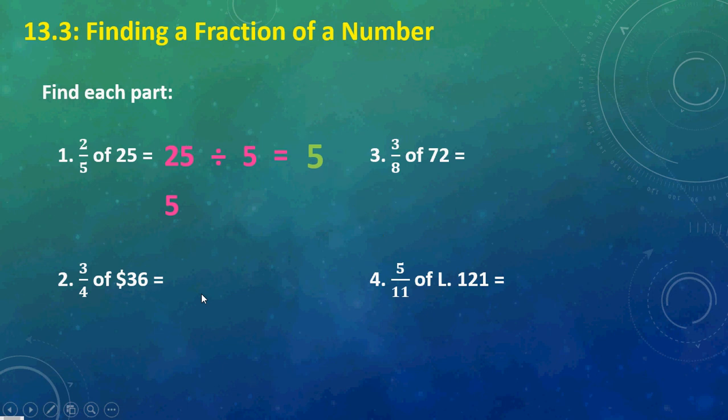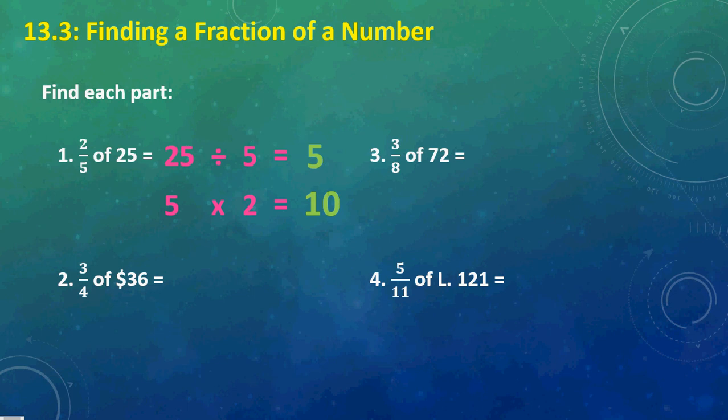And then I'm going to multiply that 5 times the denominator. Remember, the denominator is the number that is in the bottom of the fraction. Okay? And I resolve that exercise. 5 times 2, it's 10. And that's my answer. Easy. Easy peasy. Okay. Number 2.